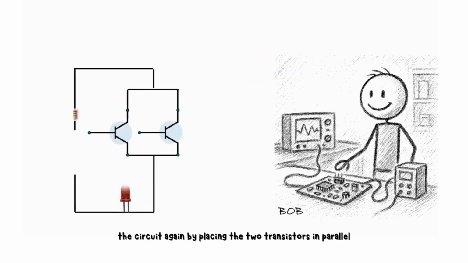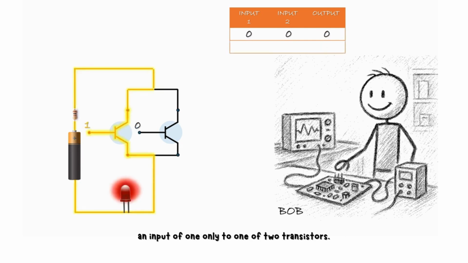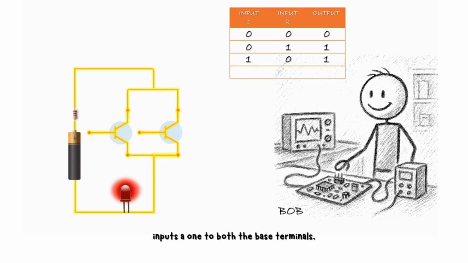Bob modifies the circuit again by placing the two transistors in parallel and powers it on. Bob takes note, by not inputting electrical signals to the base terminals of both transistors, meaning an input of 0, the LED does not turn on, so the output is 0. Bob now inserts an input of 1 only to one of the two transistors. The LED turns on. Bob then changes the setup and inputs a 1 only to the second transistor and sees the LED light up again. The output is once again 1. Bob inputs a 1 to both the base terminals and the output remains 1.